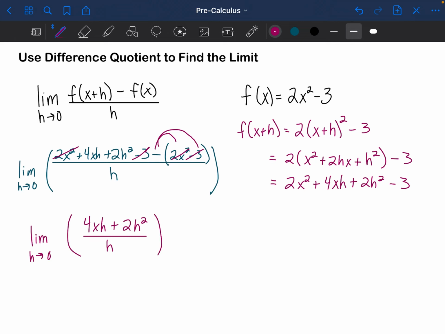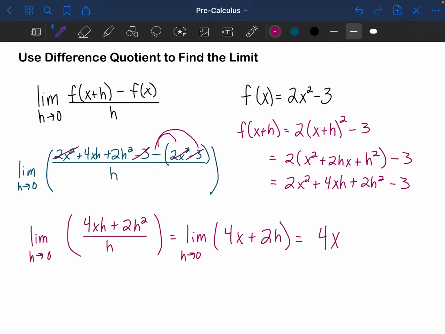Since both terms in the numerator have an h, we can finally cancel it, right? Boom, boom. That's because technically what I'm doing is taking out a greatest common factor, but this ends up being the limit as h approaches 0 of 4x plus 2h. And now we can finally do that direct substitution. So if I plug in 0 for h, you get that that limit equals 4x.